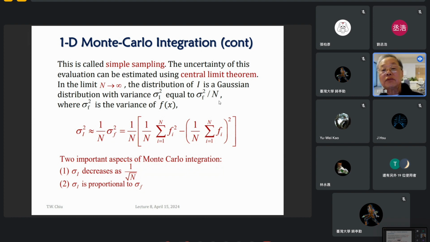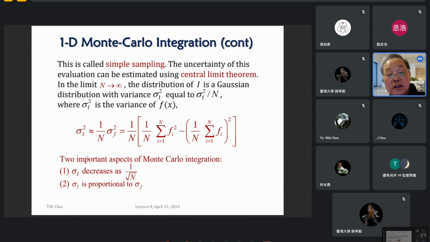Anyway, from this expression, you can go to a mathematical textbook and get a proof, or you can just look up Wikipedia, and it will give you a proof. From this expression, you can observe two important things.